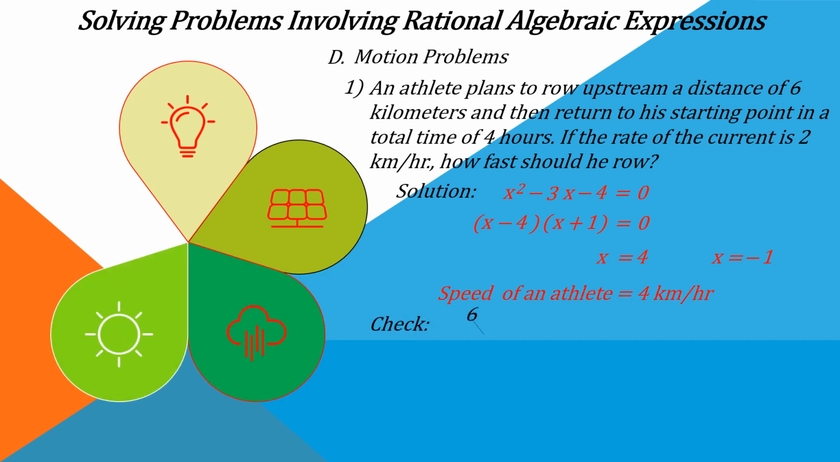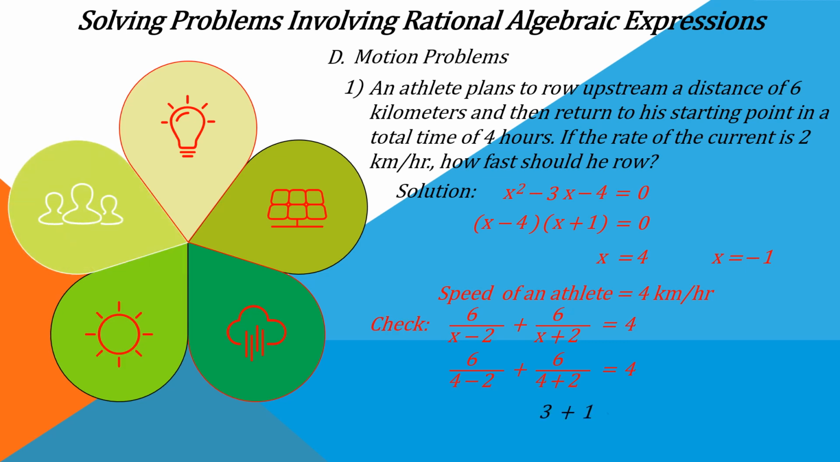Now, let us check. 6 over x minus 2 plus 6 over x plus 2 is equal to 4. 6 over 4 minus 2 plus 6 over 4 plus 2 is equal to 4. And we have 3 plus 1 is equal to 4. And 4 is equal to 4. Therefore, our answer is correct. We did not consider x is equal to negative 1 because there is no negative speed for the athlete.